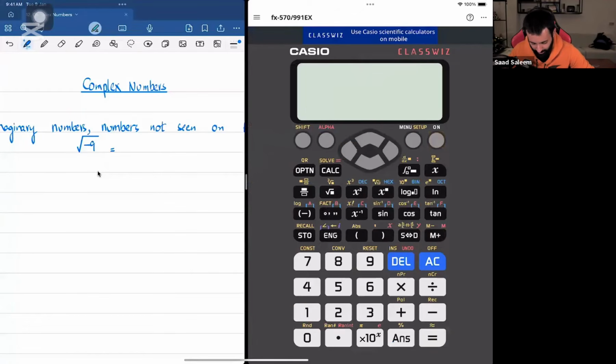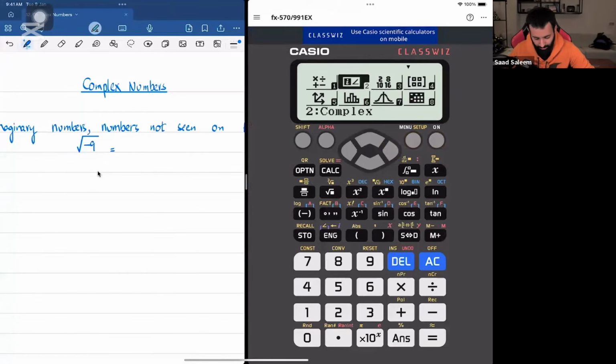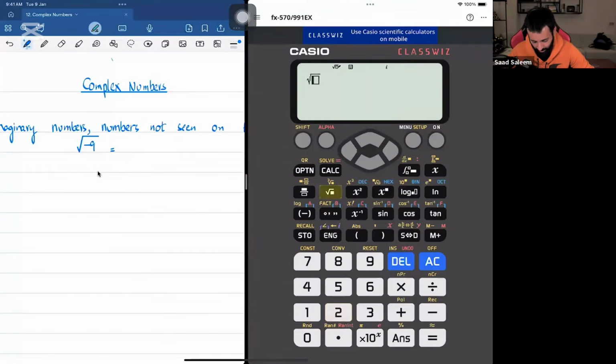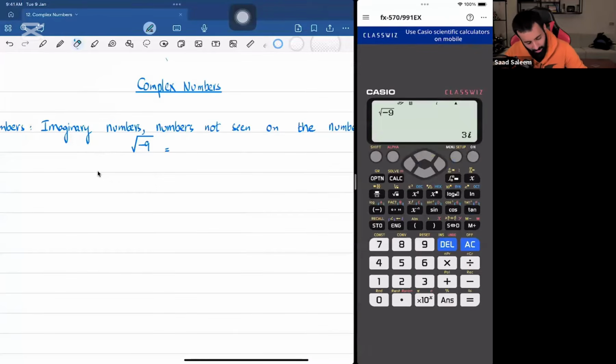But if you go to menu and change the mode of your calculator to complex, you can see this i here. This i stands for iota, or you can say it's for imaginary. We're going to talk about what that is. Now, if you try and work out the square root of -9, it is possible. So the square root of -9 is an example of an imaginary number, or any other square root of a negative number, or square root of -4.